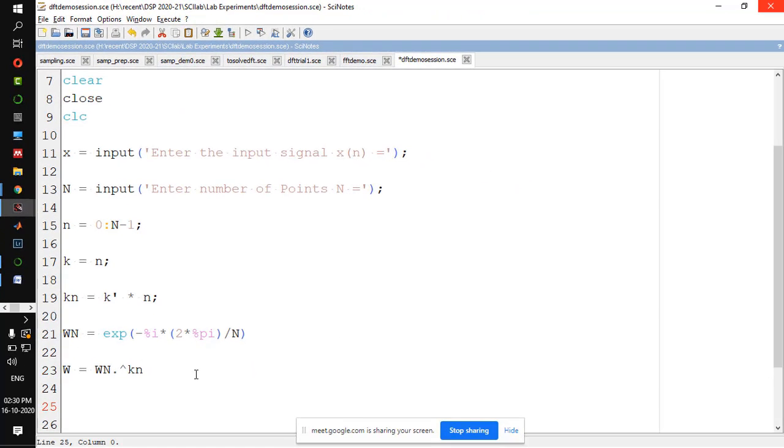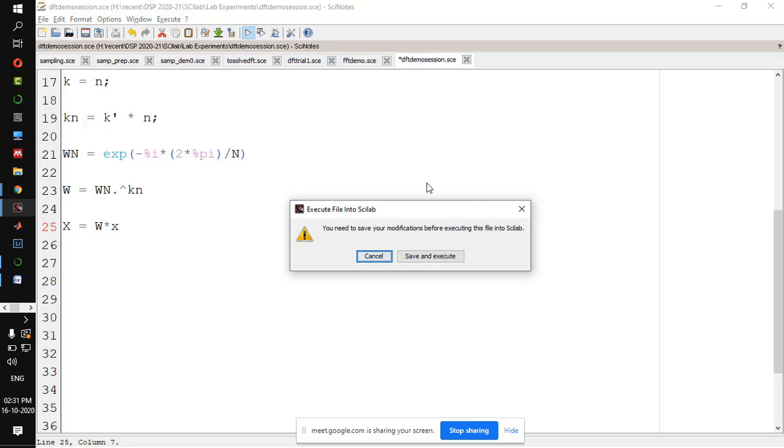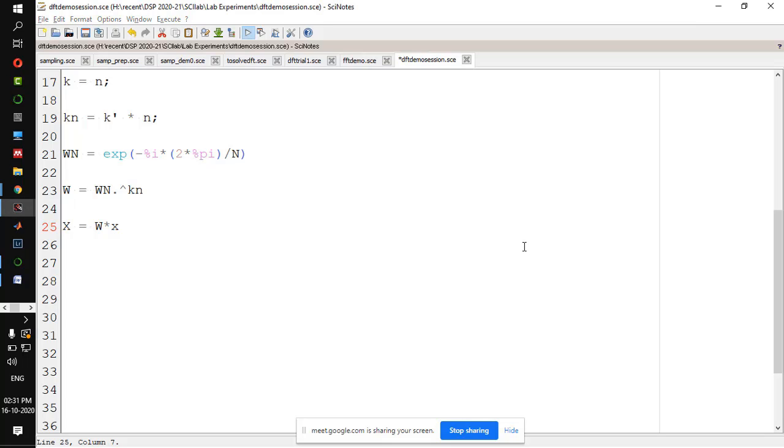So that's what I'm trying to do now. Capital X, saying that it is X of k. Capital X is equal to W times a matrix times the vector, which is x. If I run this, I get an error, and you have to tell me why that error occurs. Let me run it.